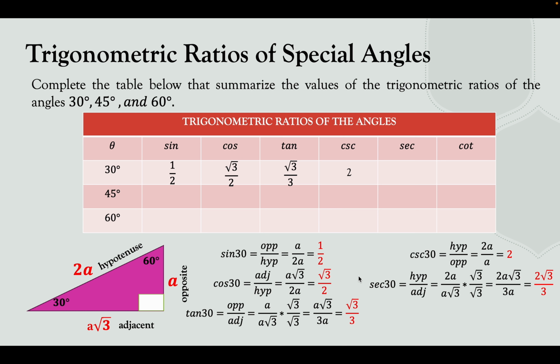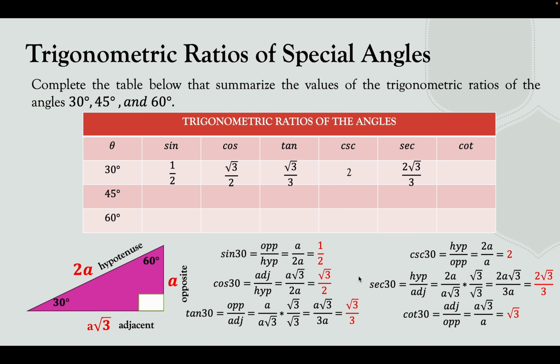So we have hypotenuse over adjacent. So we have 2a divided by a square root of 3. So use rationalization to simplify the radical in the denominator. So multiply both sides by square root of 3. So we have 2a times square root of 3, so 2a square root of 3. A square root of 3 times square root of 3, we have 3a. And then simplify, you can eliminate a in the numerator and denominator. So we have 2 square root of 3 over 3.